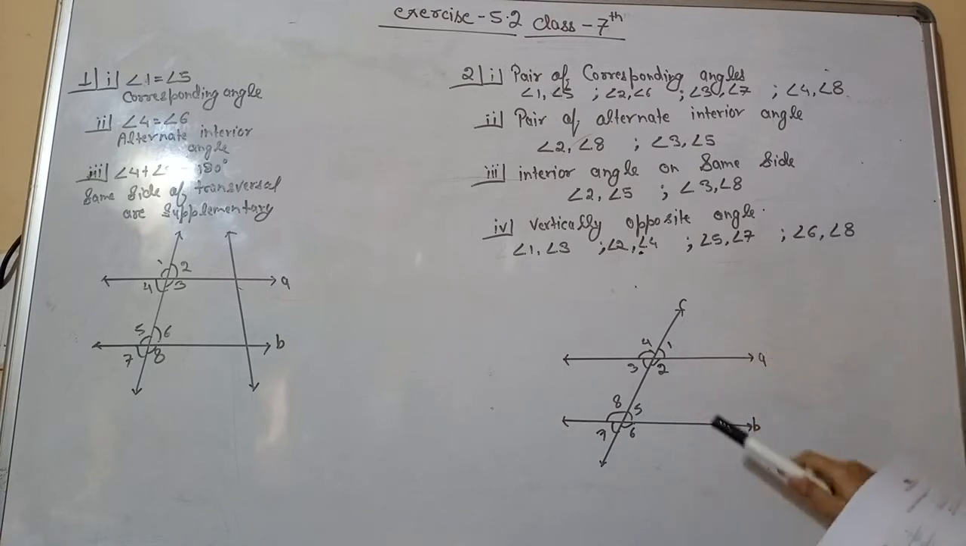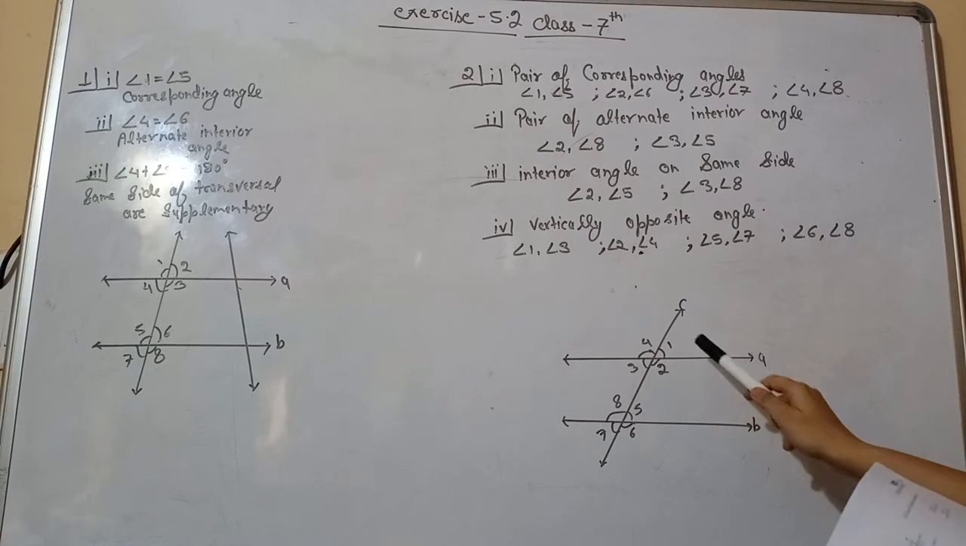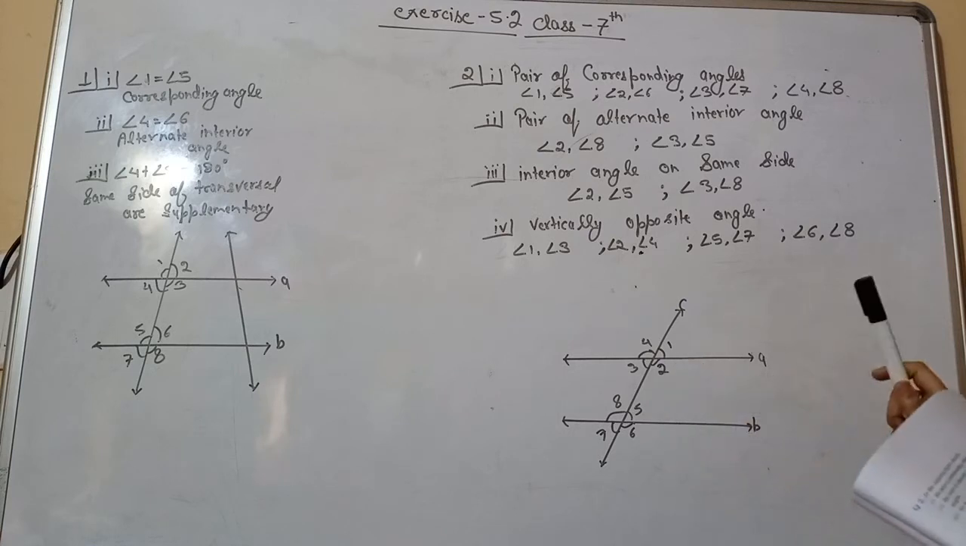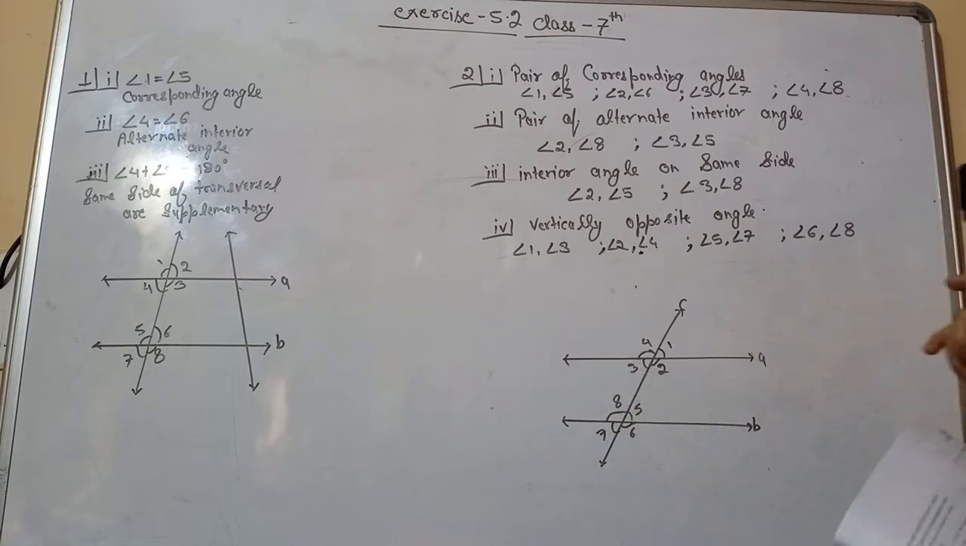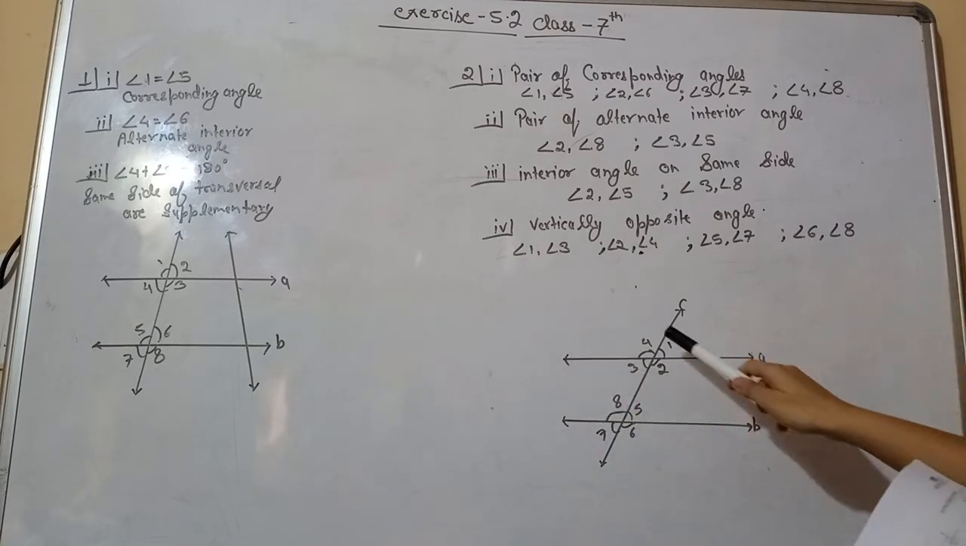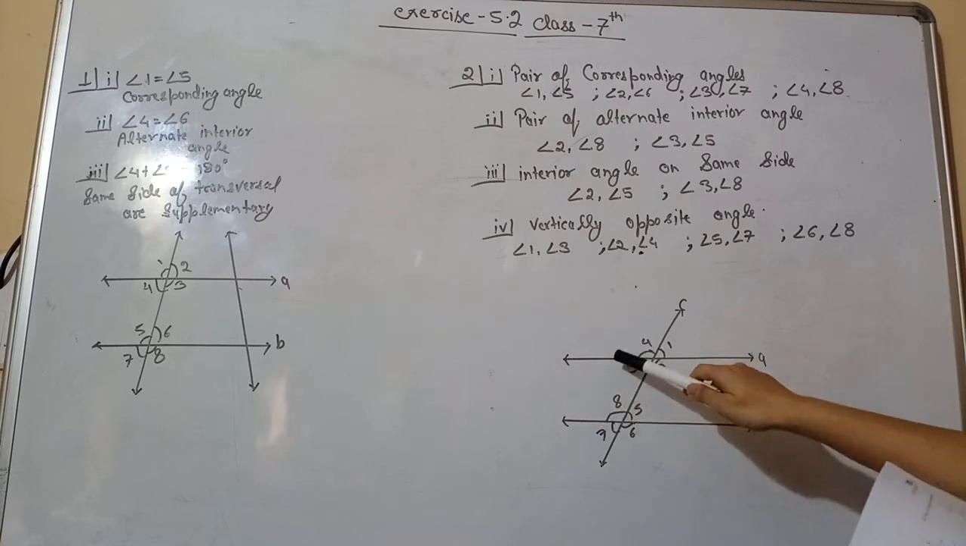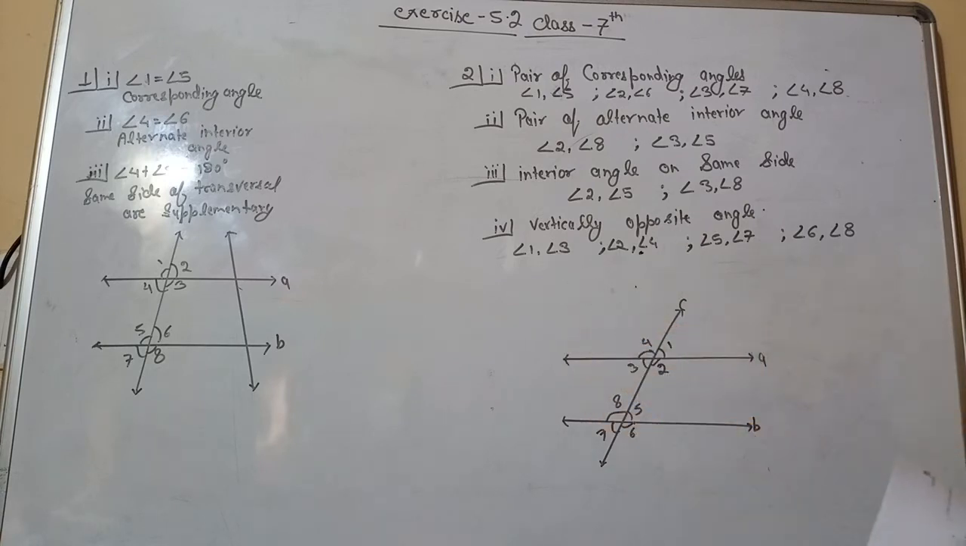Second pair is 2 and 6. Both are on right side and both are on down side. Third pair of corresponding angles is 3 and 7. Both are on left side and both are on down side. Last pair is 4 and 8. Here is 4, here is 8. Both are on upside of the lines and both are on the left side of the line. So these are the pairs of corresponding angles. Same place and same side.